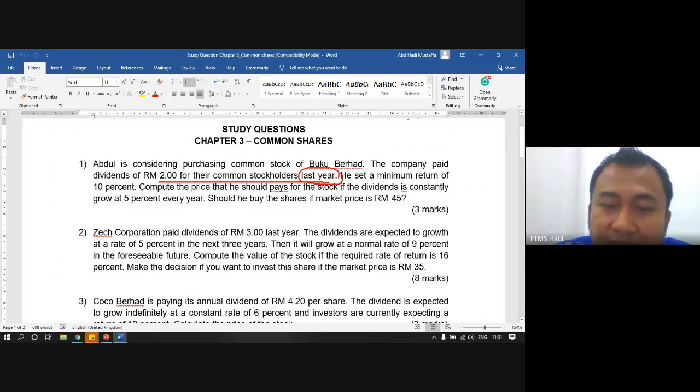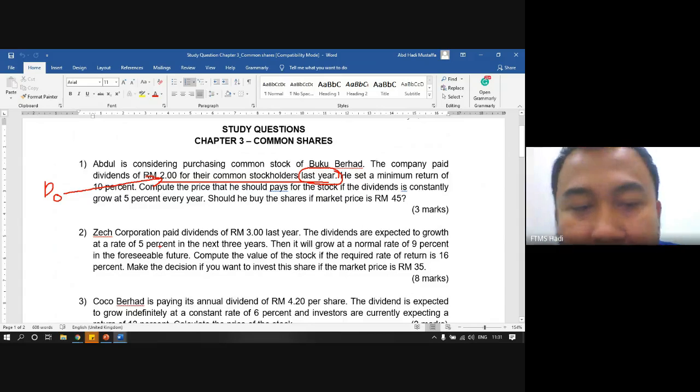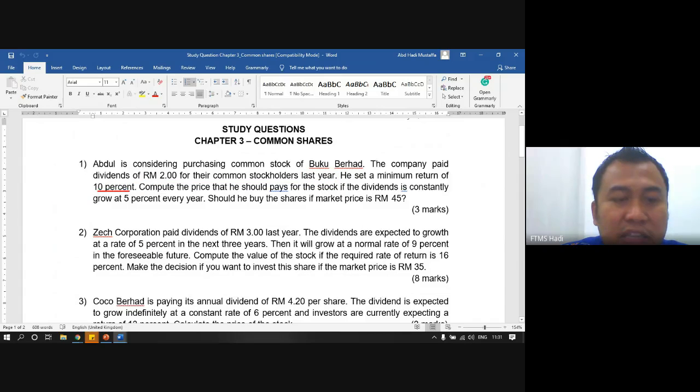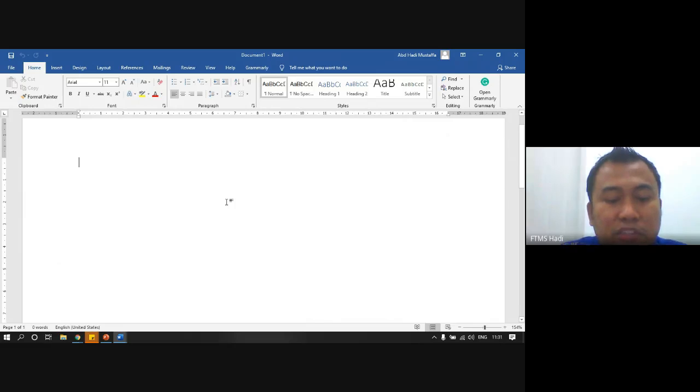You see the words last year? The last year dividend is referring to last year's dividend, therefore last year will represent the 0. He sets a minimum return of 10%. Okay, this is your K. And then compute the price that he should pay for the stock if the dividend is constantly growing 5% every year. Okay, this is your G. That means only G is given in this one, which is 5% every year. Then, buy the shares if the market price is 45.5 ringgit. Okay, so to answer that, question 1.